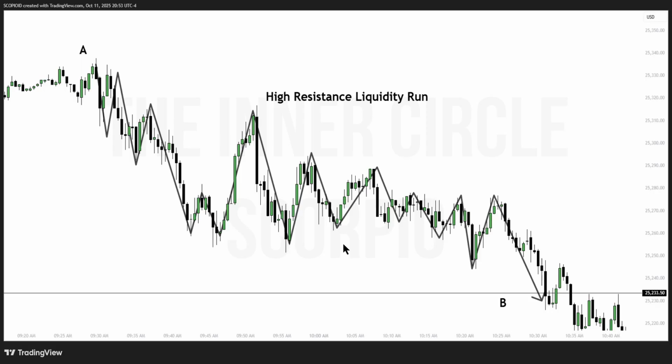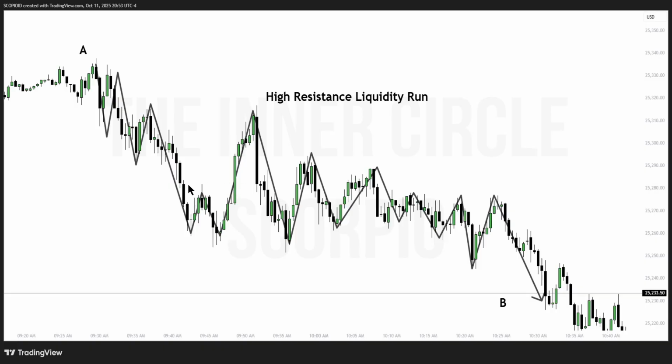Now the next topic we have already talked about is high resistance liquidity run. It just means that when the price is going from A to B, it takes a lot of time, or it shows a lot of back and forth. Like as you can see, it's not that much of a distance. Just went 100 points, but it went down, up, down, up, down, up, down, way too much up.